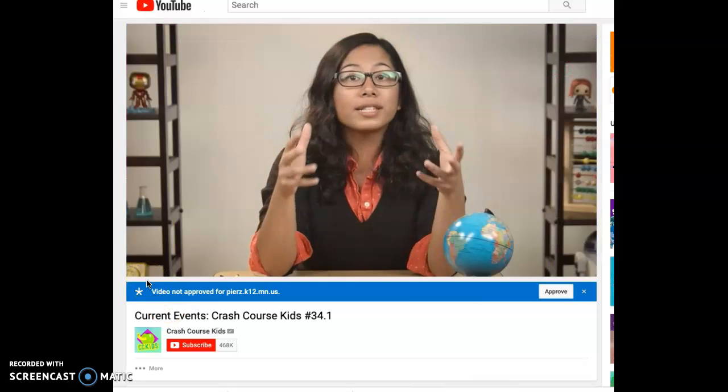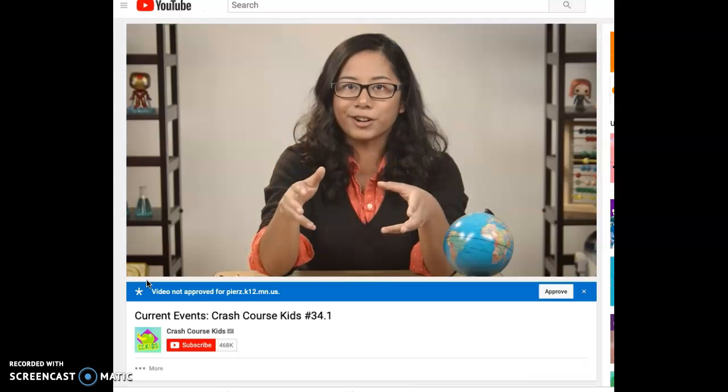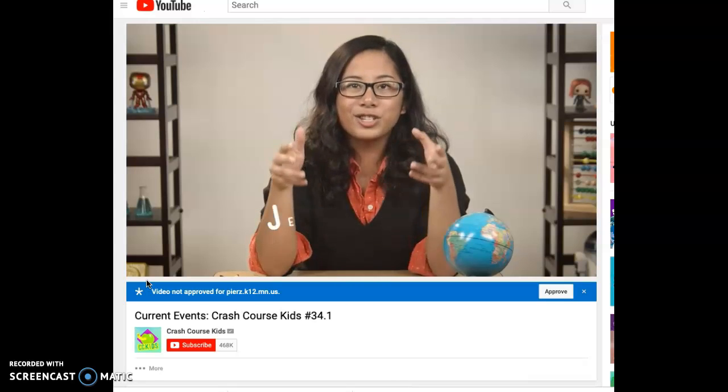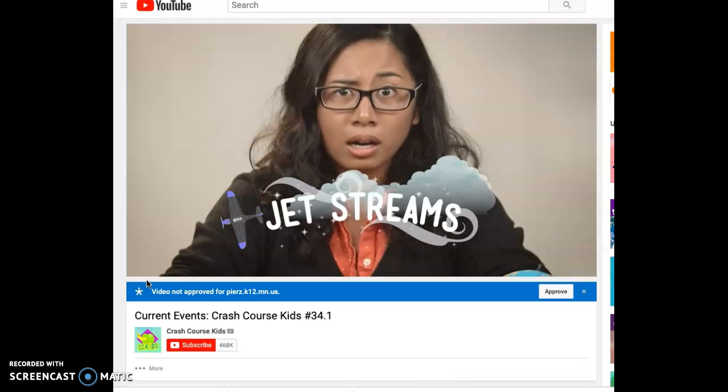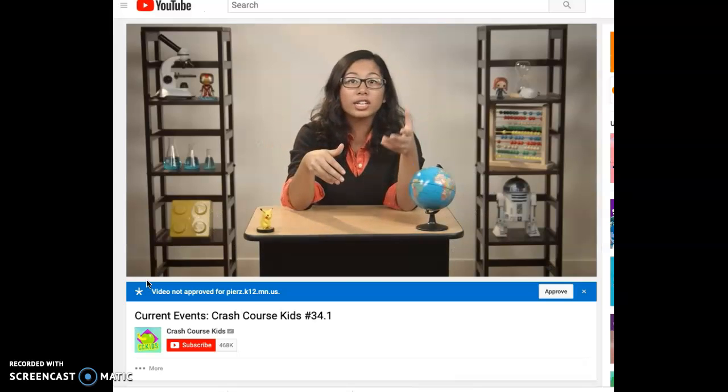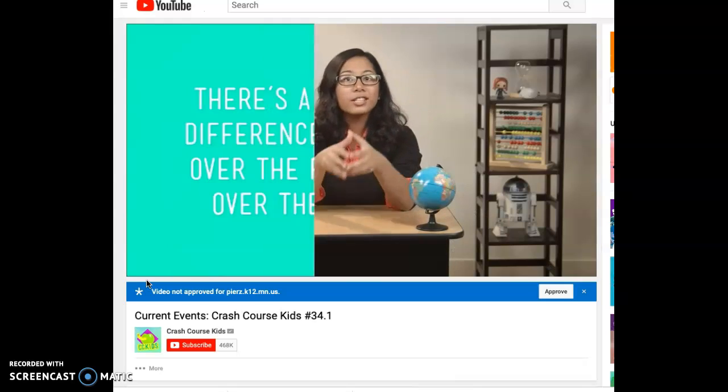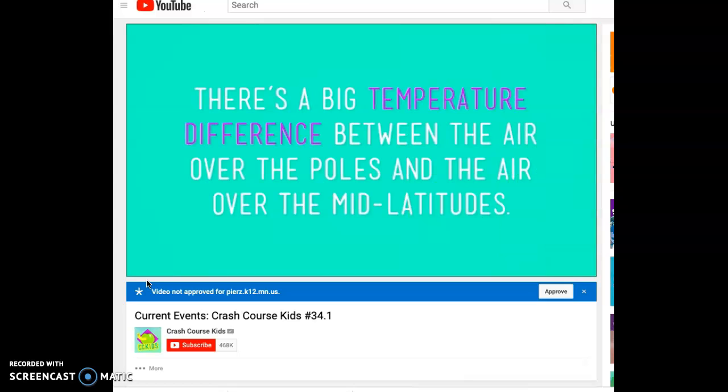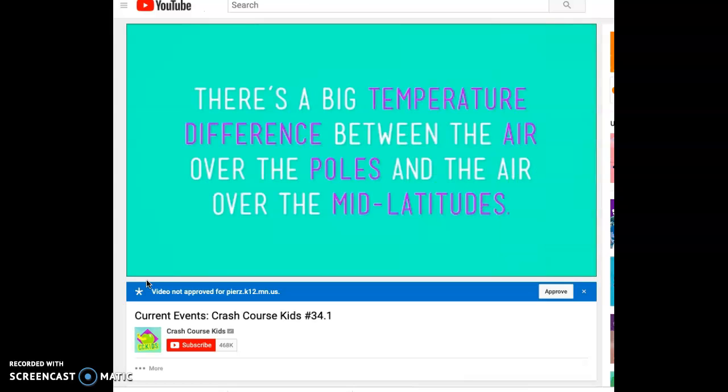And at the boundaries of these cells, something really weird starts to happen. We get jet streams. What? Air in these cells is trying extra hard to get from one pressure zone to another, since there's a big temperature difference between the air over the poles and the air over the mid-latitudes.